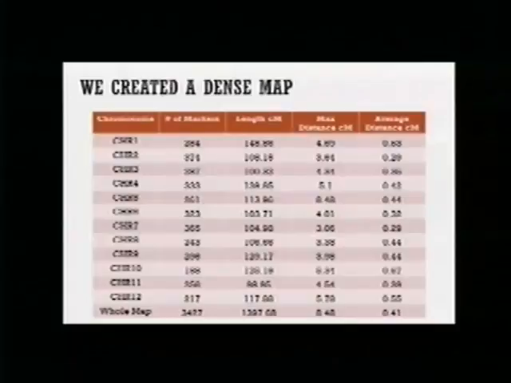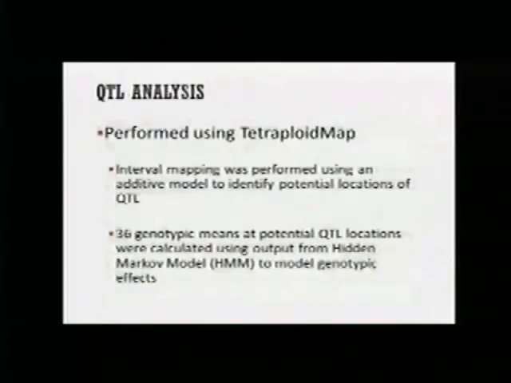So anyway, we performed the QTL analysis using these components of tetraploid map. It uses an interval mapping method using an additive model, and then at that location, it will spit out the output of the hidden Markov at that, which gives us the 36 possible genotype means at those log scores at that locus.